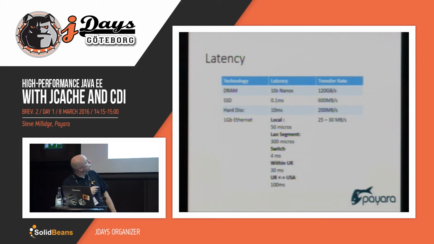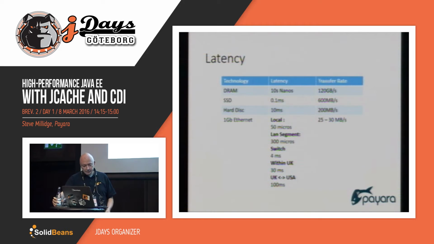And then when you go on network, so on a 1 gigabit Ethernet, which obviously you could go to 10 or 100. However, on a fairly standard 1 gigabit Ethernet, a local call, which effectively means within your machine, using the network stack, will typically be in the microseconds range. Something on the same LAN segment is maybe 300 microseconds. Once you start crossing a switch, you're probably into a few milliseconds.